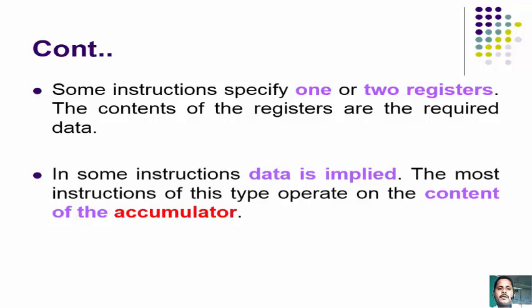Data is implied means the instruction will assume the data is available in the accumulator, not any other register like B, C or any other. So the instruction always assumes data is available in the accumulator only. Most instructions of this type operate on the contents of the accumulator. So always these kinds of instructions will assume data is available in the accumulator, and after processing or operation, they will again store the data in the accumulator.